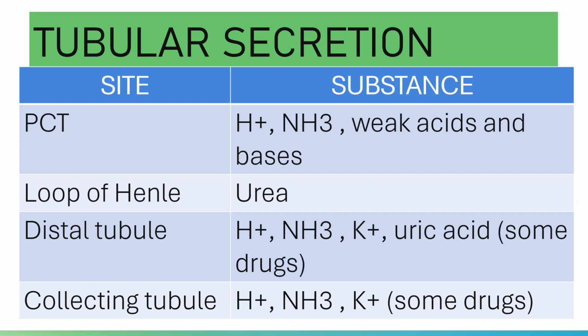Here are the substances that are secreted. At the PCT, you have hydrogen, ammonia, weak acids, and bases. In the loop of Henle, urea is secreted. In the distal convoluted tubule, hydrogen, ammonia, potassium, uric acid, and some drugs are secreted. And in the collecting tubule, hydrogen ions, ammonia, and potassium, as well as some drugs, are secreted.